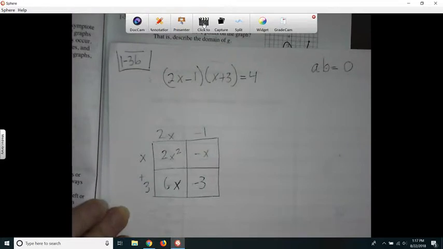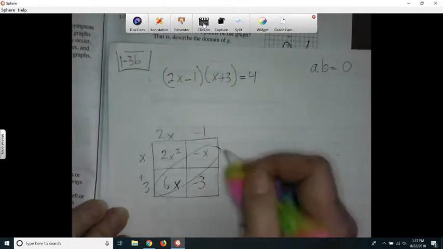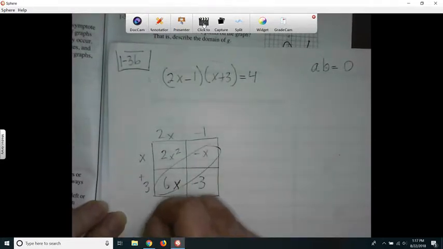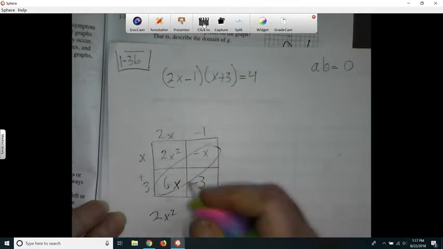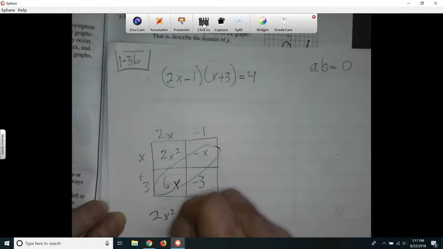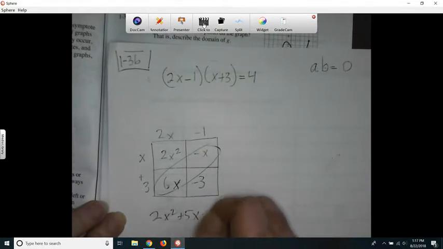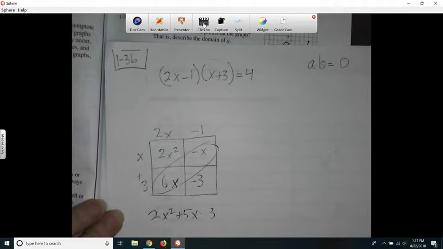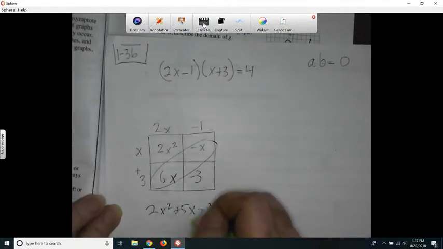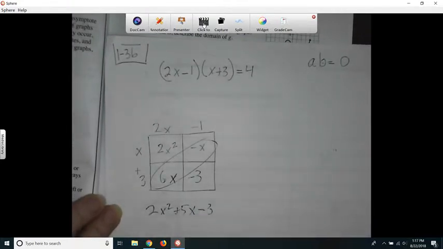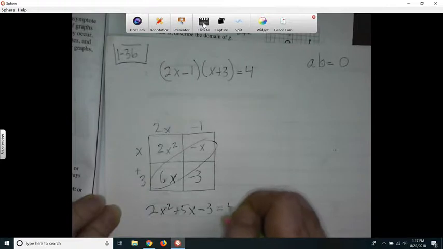Okay, and then these two are both x terms. They're like terms, so I can combine like terms. So now I have 2x squared. The 6x and the -x make 5x. Like that. Okay, and that's equal to 4, isn't it?